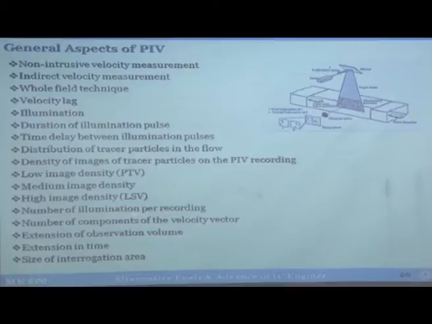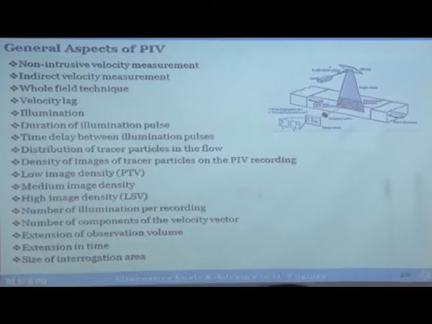Then the number of illuminations per recording. Sometimes what you do is you can have one illumination which is long enough and take 2 camera images. Sometimes you have 2 illuminations and 2 images. Then the number of components of the velocity vectors.